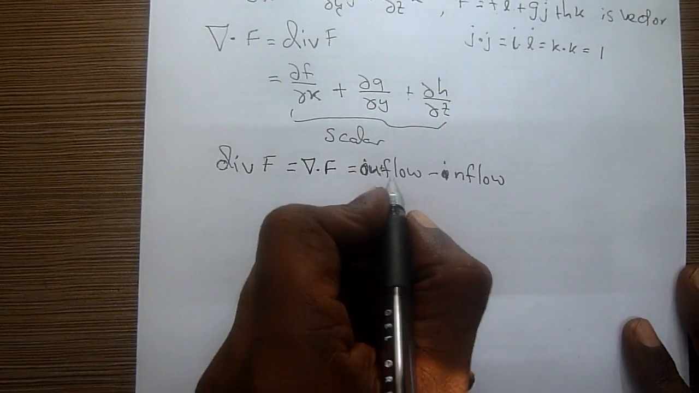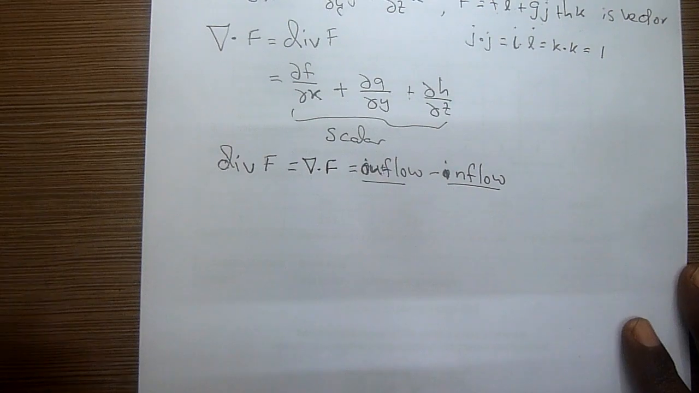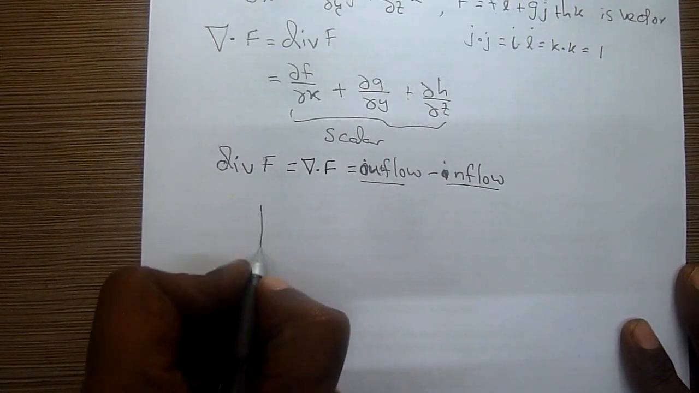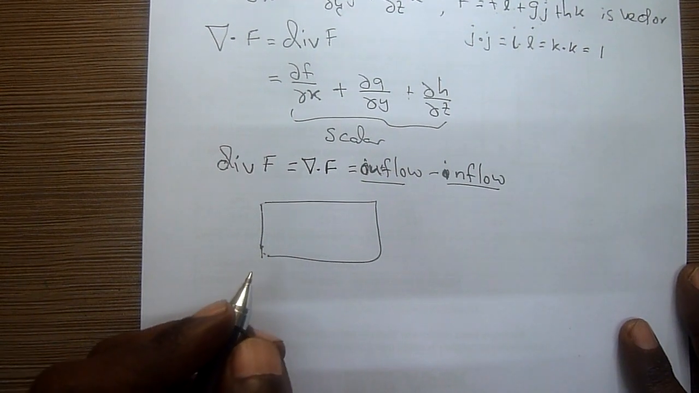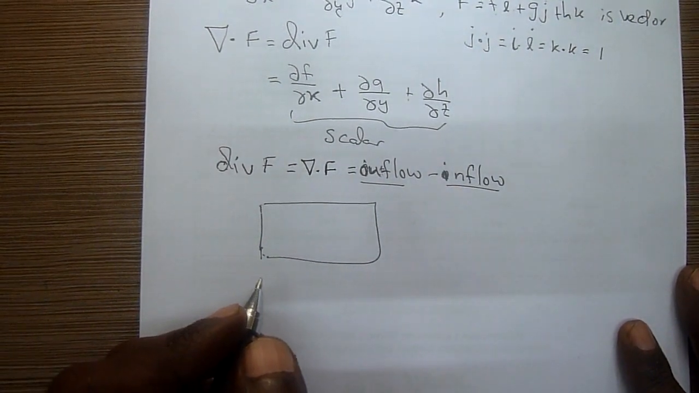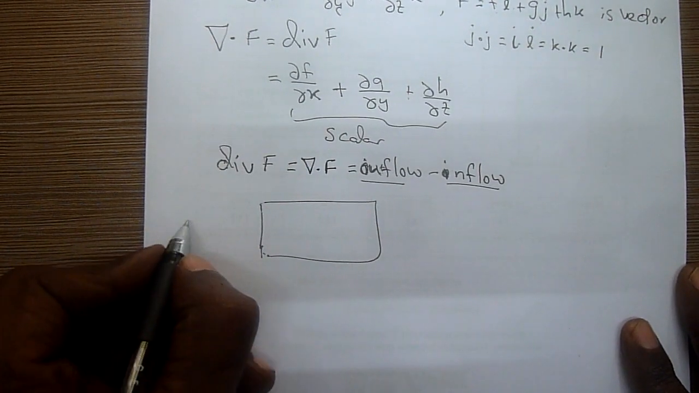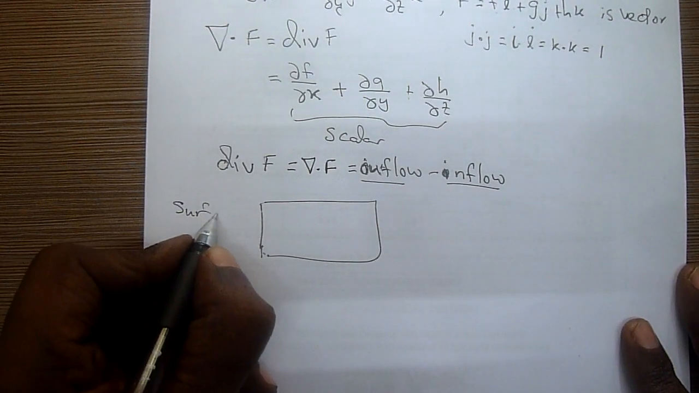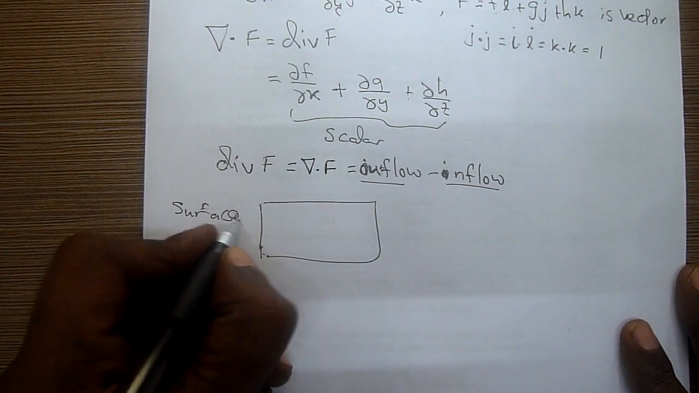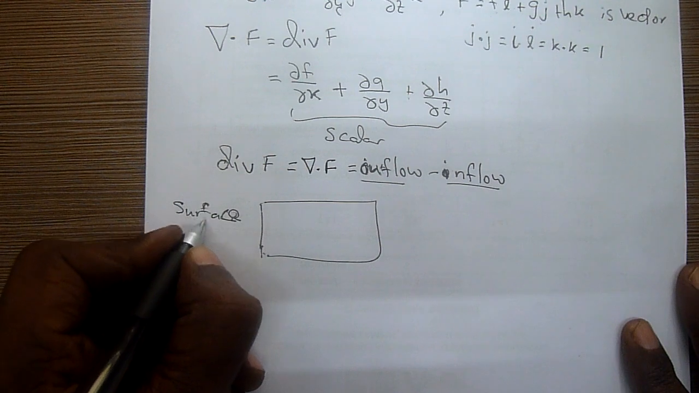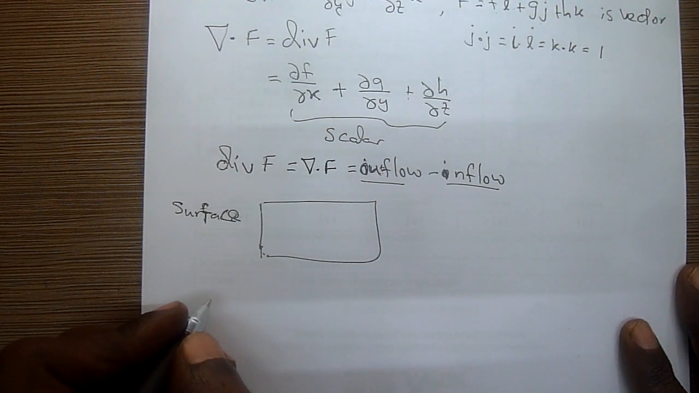Okay, the outflow, how are we able to visualize this? In practical terms, let us take it as a surface. Volume means, as you all know, volume, right? But first, let us go one by one, step by step. Let's say this is a surface. Okay, we imagine this is a surface.